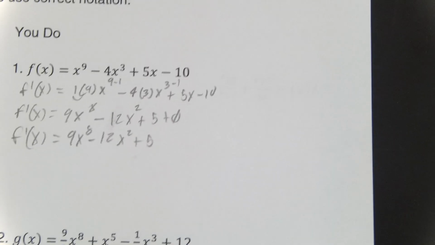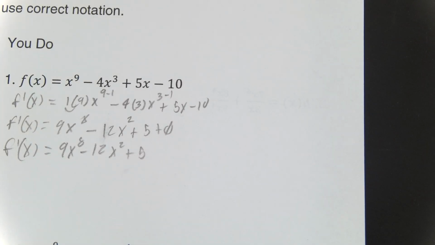I want to show you some common mistakes that a lot of you made. One of the mistakes is you brought down the 5x, like Caesar did here. But you still have to take the derivative. It's 5 times 1, x to the 1 minus 1, which gives you 5x to the 0. If there are no x's, the x's go away. So this part is correct.